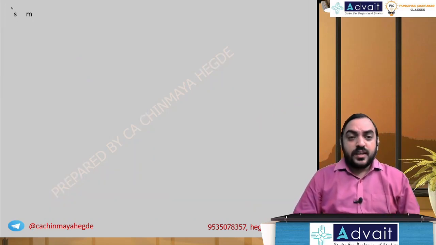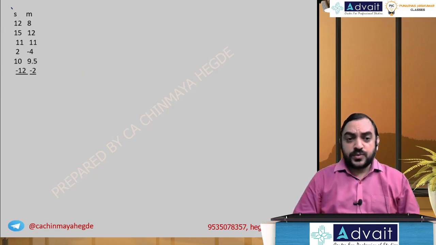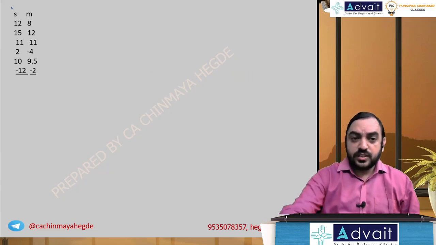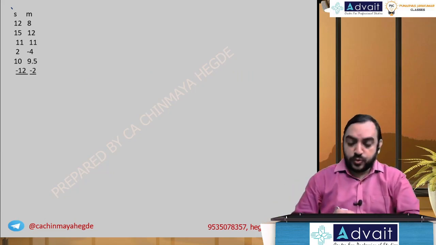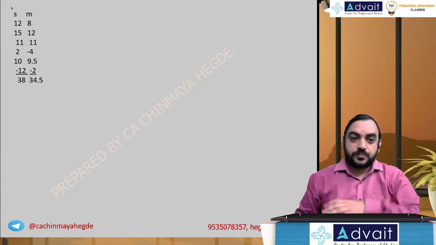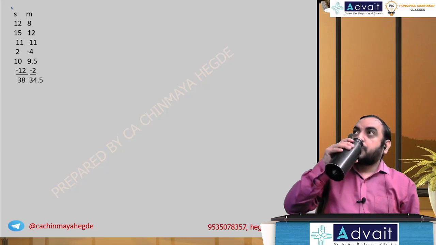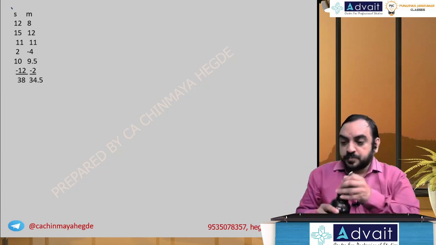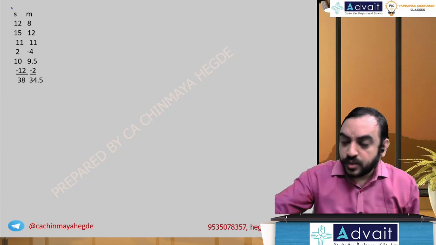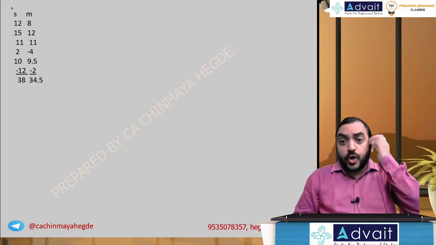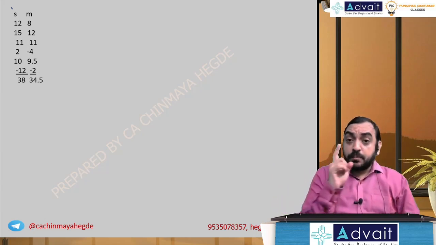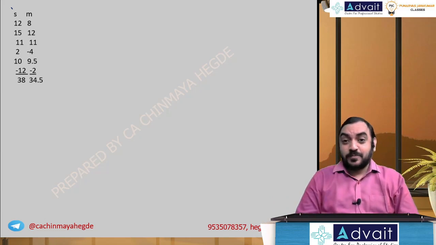Let's do it. S and M, security return, market return. Please repeat those two columns and do the total. You can do the columns S and M, or you can also do the columns X and Y. But market, you always take it as X. X is always independent. So market, you always take it as independent X.